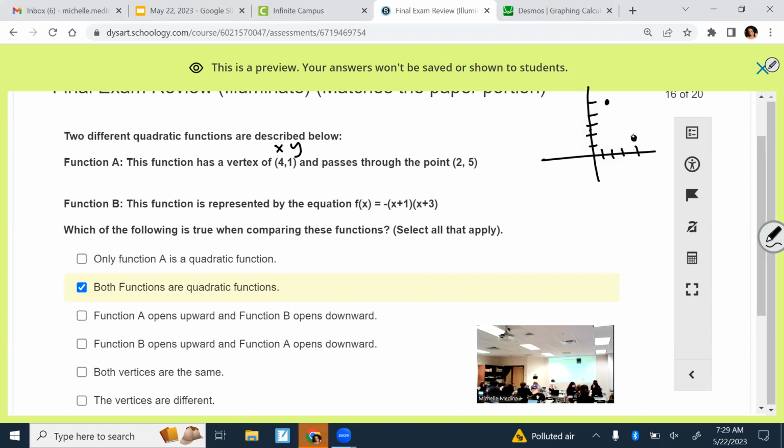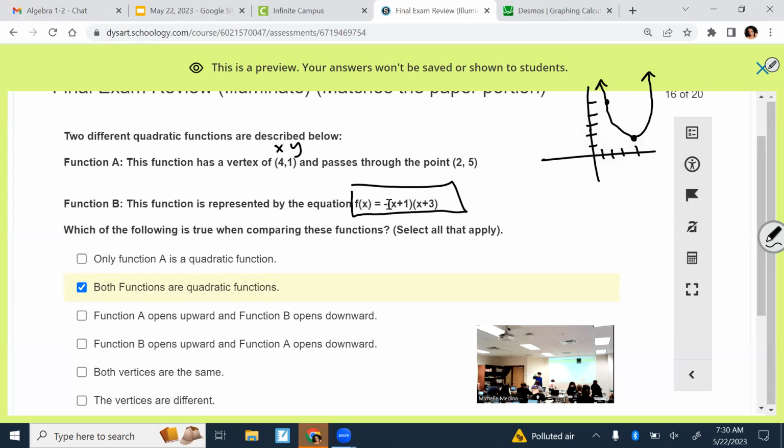And since the vertex would have to be either your minimum or maximum, what direction would you say that this opens in? It does open upward. So yeah, we can tell from that information. So function A opens upward, function B opens downward. What do you guys think based on the equation? Do you guys know how to tell?